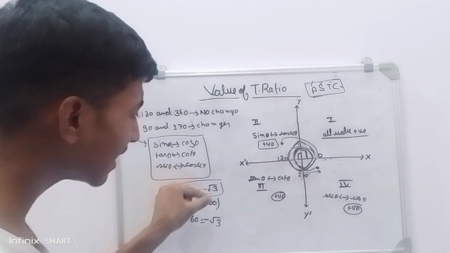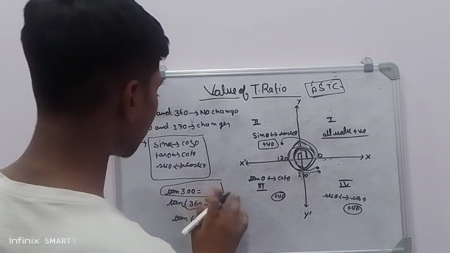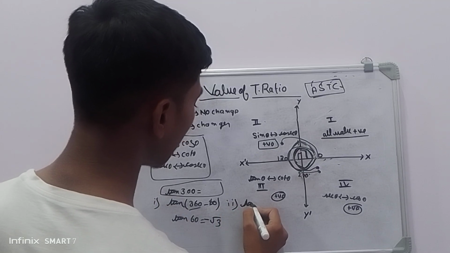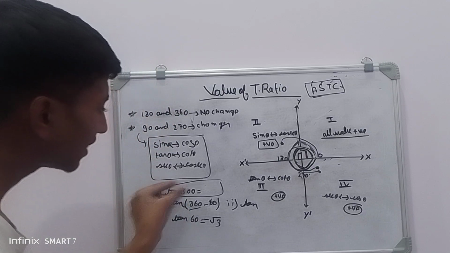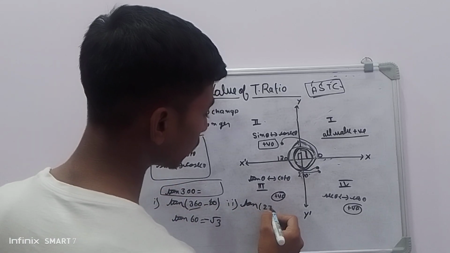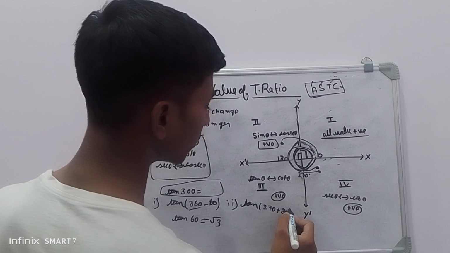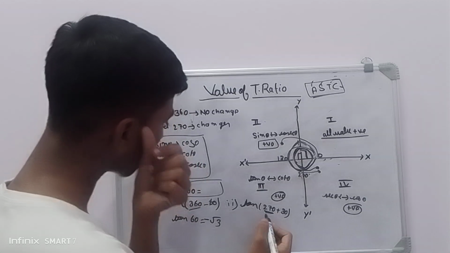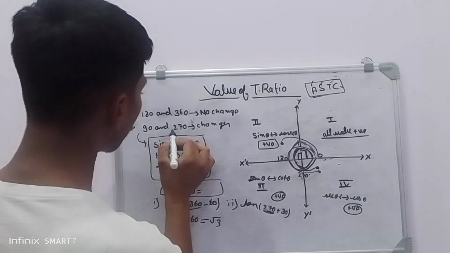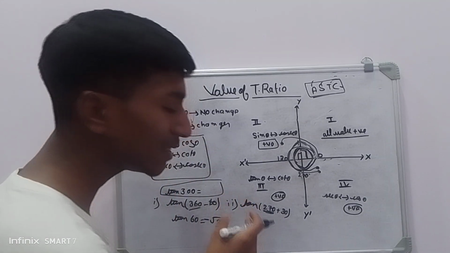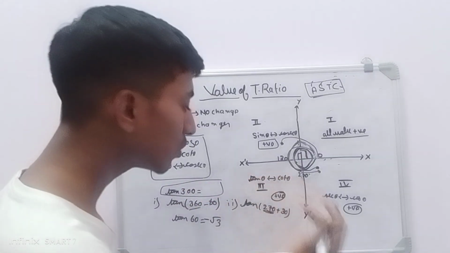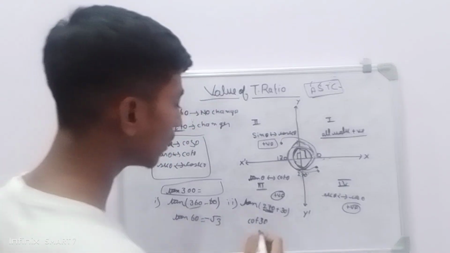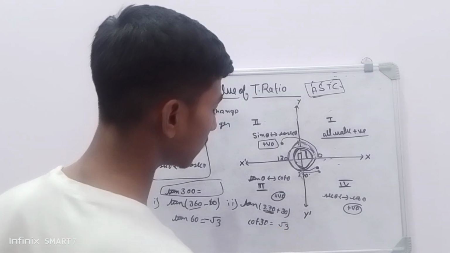And you could solve this same question in another way. If this is the first way, this is the second way: you could write tan 300 as 270 plus 30. And as you know, tan changes if we have the angle 270. Tan changes into cot. So we have to find cot 30, and the value of cot 30 is equal to root 3.